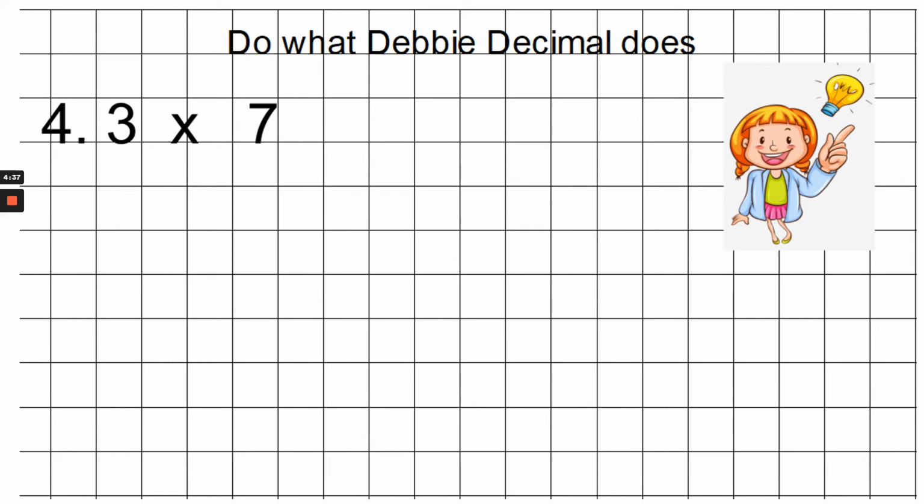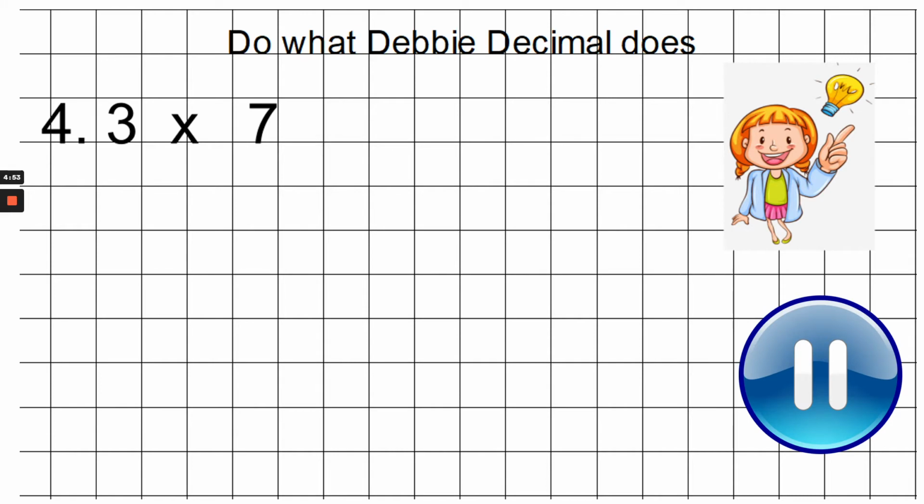All right, moving on now for a Debbie decimal. Debbie decimal is going to make it whole and make it small again. She's going to start with an estimate so that she knows what her answer should look like. So pause your video and write your estimate for 4.3 multiplied by 7.